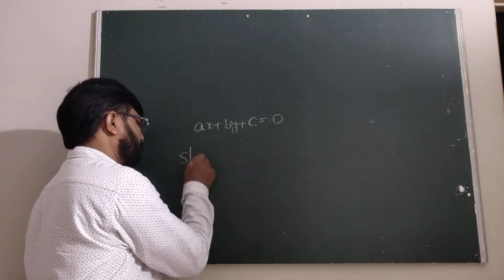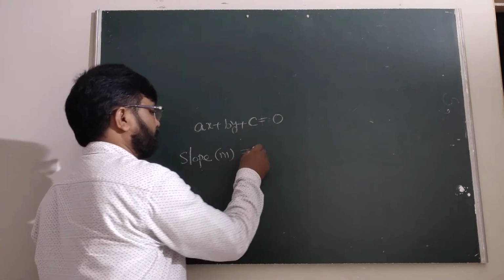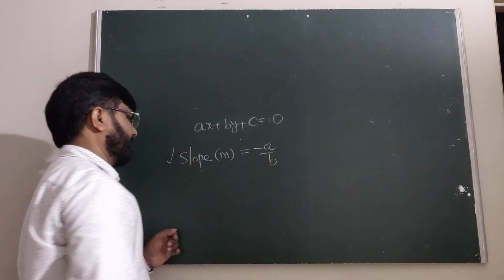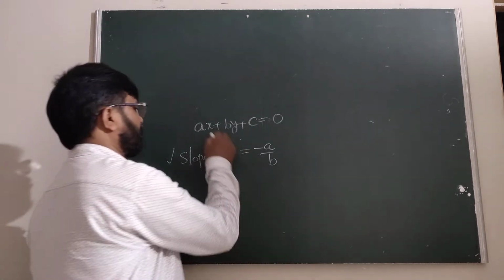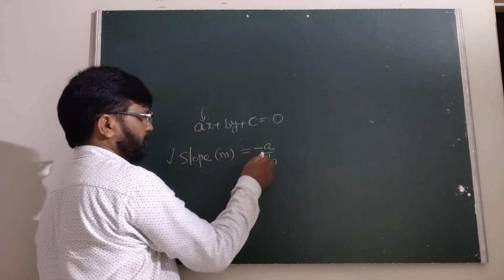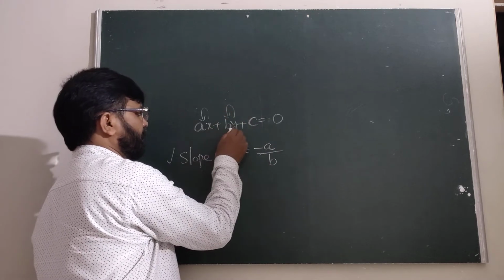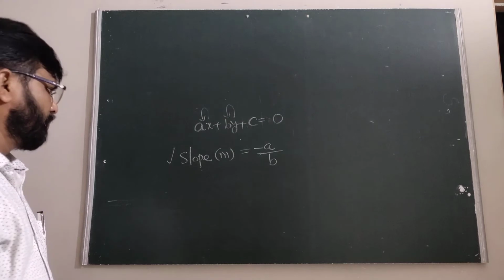Therefore the slope of the line is m equal to minus a by b. That is, the minus of the coefficient of x upon the coefficient of y. The slope of ax plus by plus c equal to 0 is minus a by b.